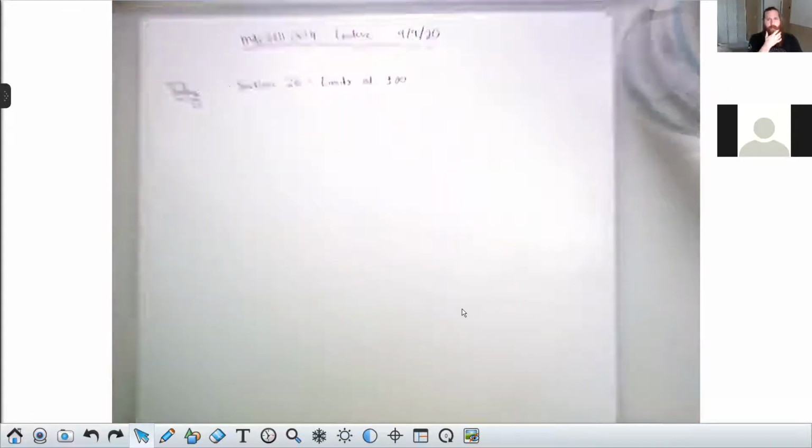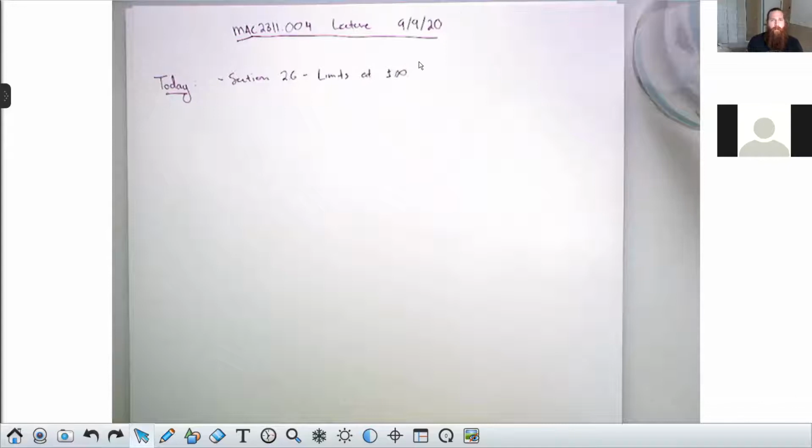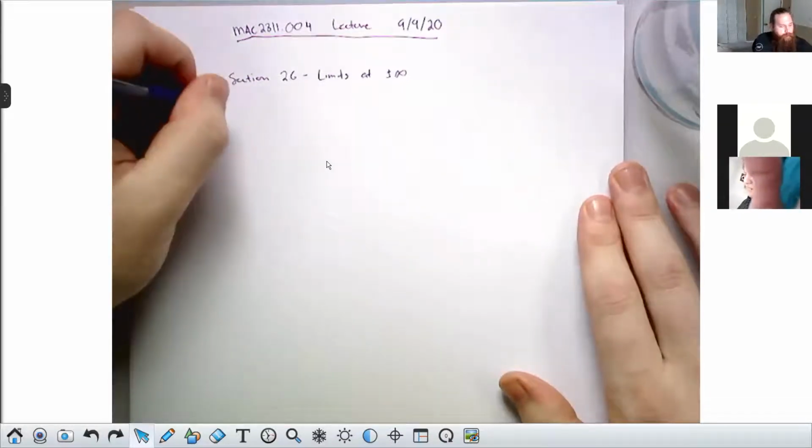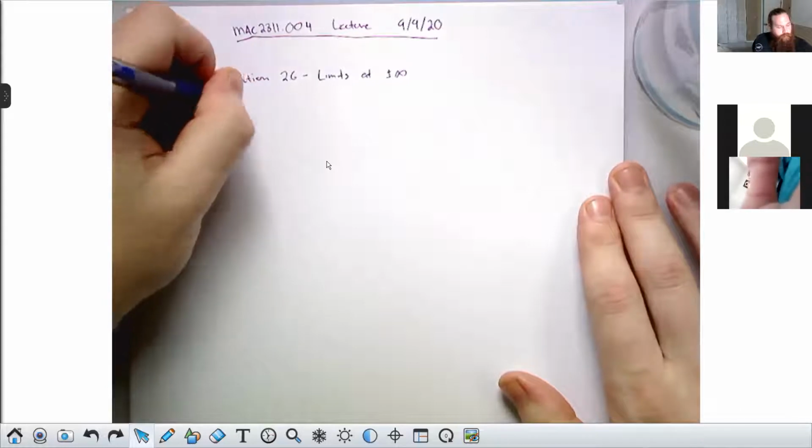And this section, don't get me wrong, it is important. But it's more important in Calc 2 than it is in Calc 1. We will use some material from this section a little bit later in the semester. There'll be a few places where we'll want to talk about limits like this. But it's not really in the meat of where we're going, and where we're going is the derivative.